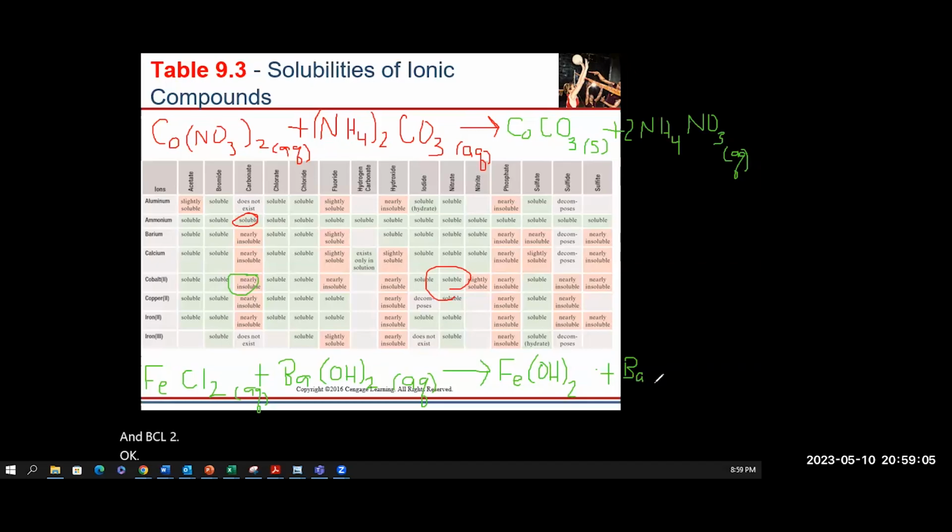Stephanie, do you agree with her? The iron hydroxide is solid. And what about the barium chloride? Aqueous? Is it balanced? Yes. Everybody agree? Okay, so let's move forward.